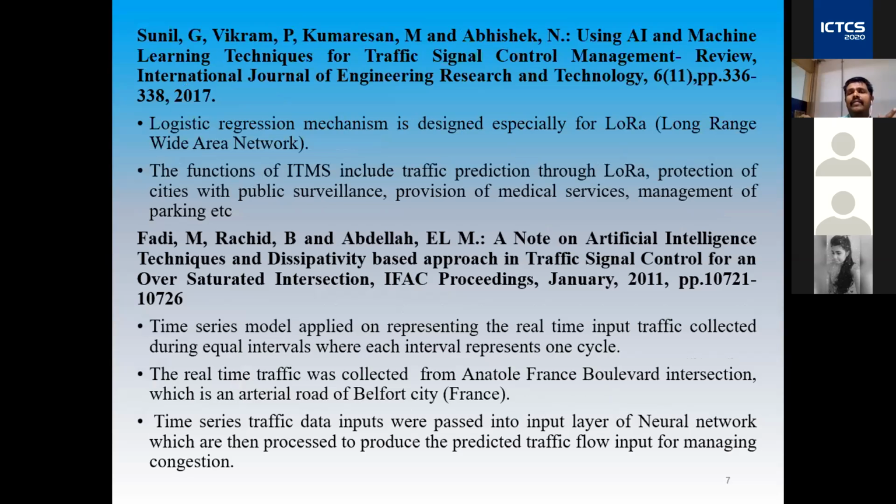Then comes where they have used things like AI mechanisms. In all the previous work, they have not used AI. Here they have used what is called, as I said, the logistic regression method.